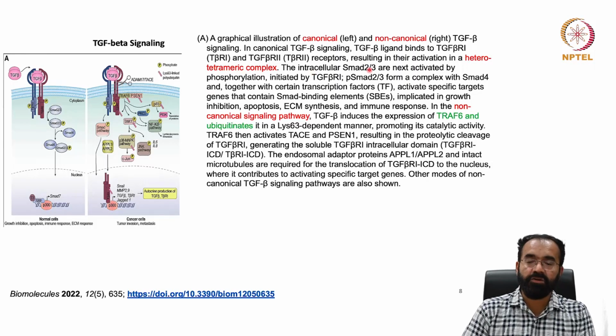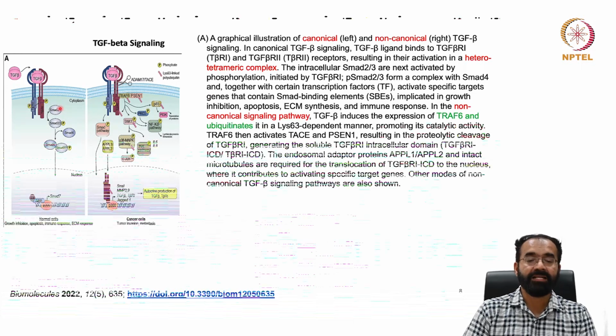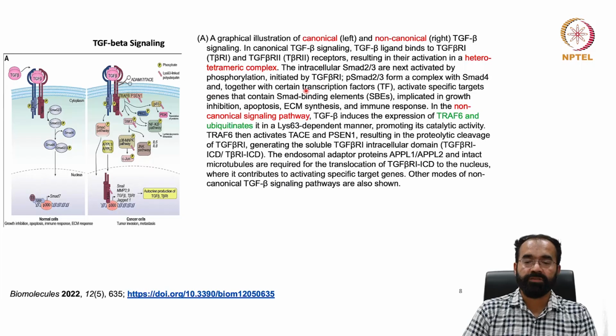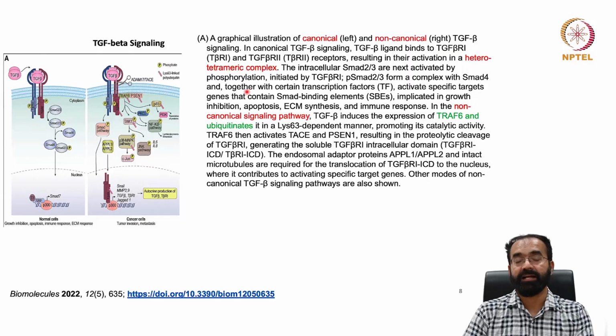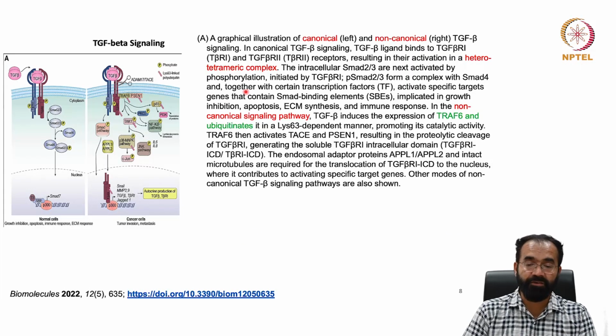So the intracellular events include SMAD2/3 being activated by phosphorylation. Because of the TGF ligand binding onto the receptor, as you can see here, it formed a heterotetrameric complex. This leads to the activation of SMAD2/3. They are activated by phosphorylation initiated by TGF-beta R1 of this heterotetrameric complex. P-SMAD2/3 form a complex with SMAD4, another free moving molecule. SMAD2/3, when they get activated, will recruit SMAD4 together with certain transcription factors.